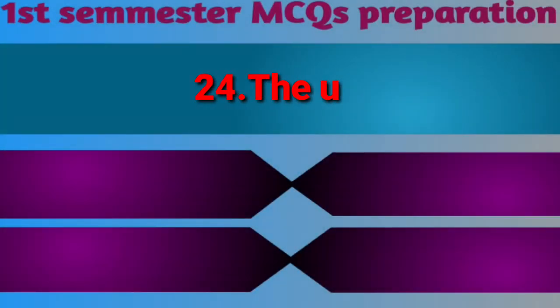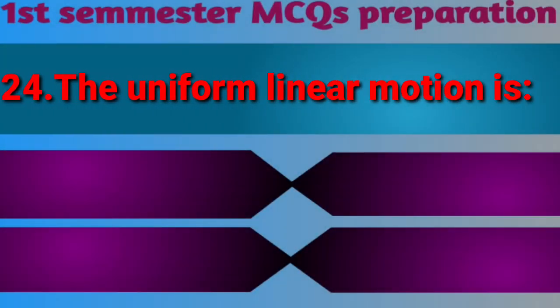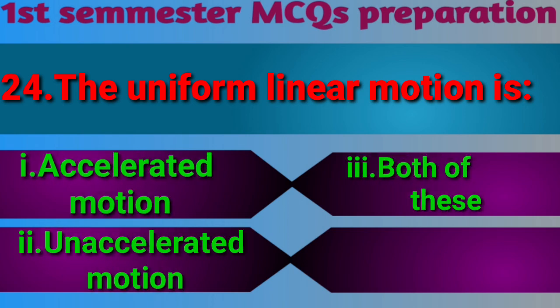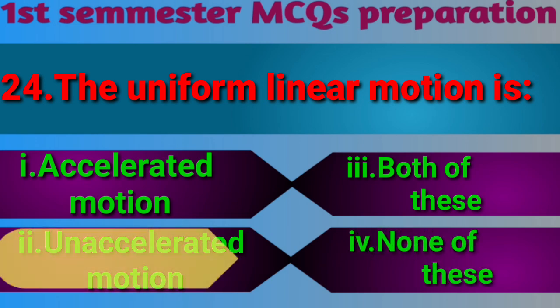Moving to the next question, that is question number 24. The uniform linear motion is. The four options are accelerated motion, unaccelerated motion, both of these, or none of these. The right answer will be unaccelerated motion. It does not show any acceleration.